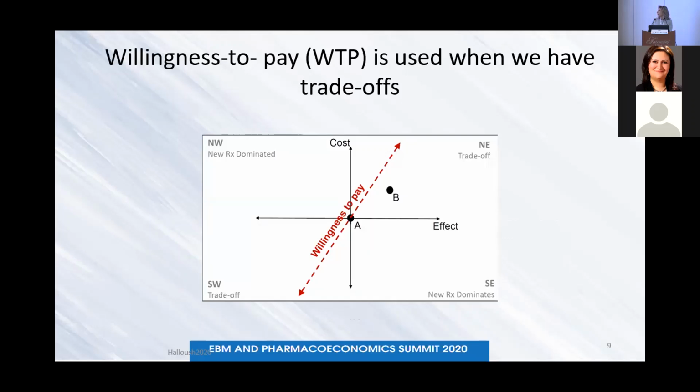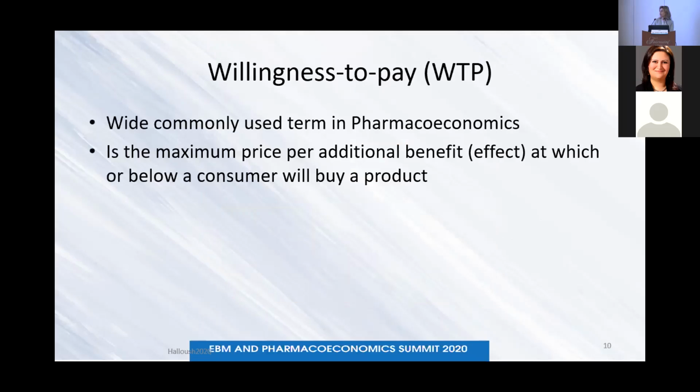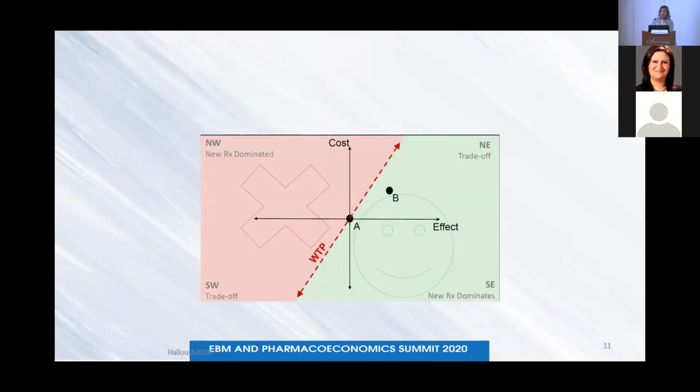So willingness to pay, this line, the red line, represents the willingness to pay. It's related to society, on how much the patient, or how much people or society are willing to pay for the additional effect or the additional quality. It's a term widely used in pharmacoeconomics, and it's the maximum price per additional benefit at or below which the consumer will buy the product. So if you look at the willingness to pay line, any value beneath or below the willingness to pay will be a cost-effective medication.